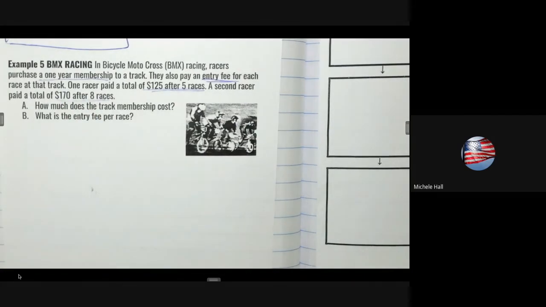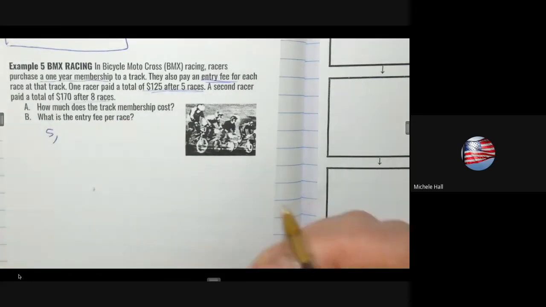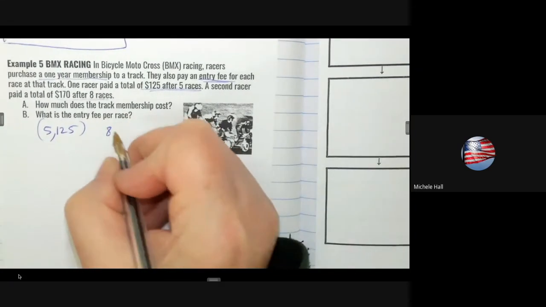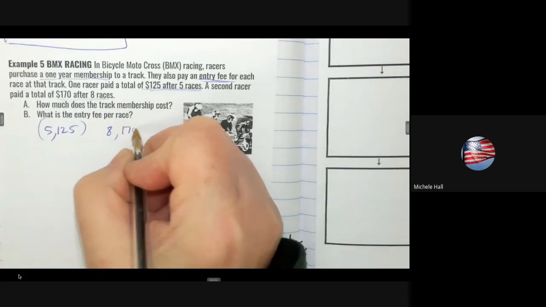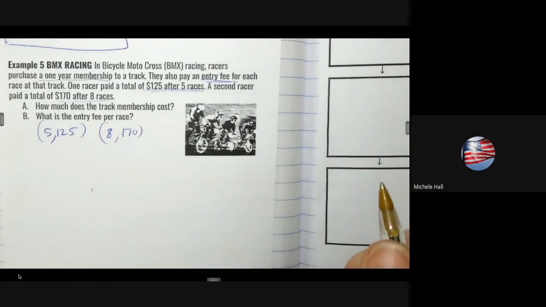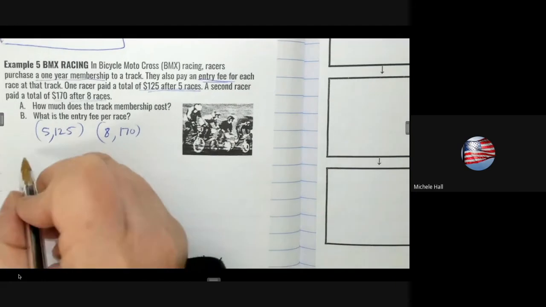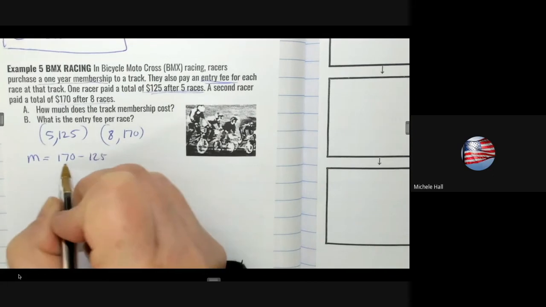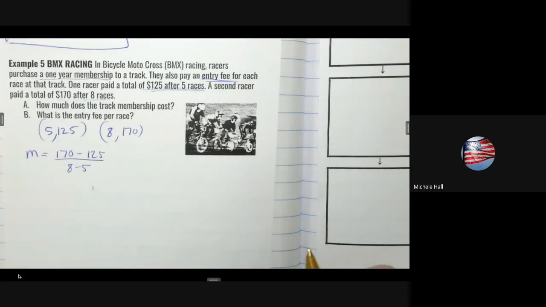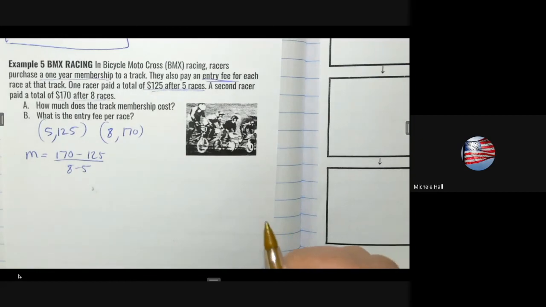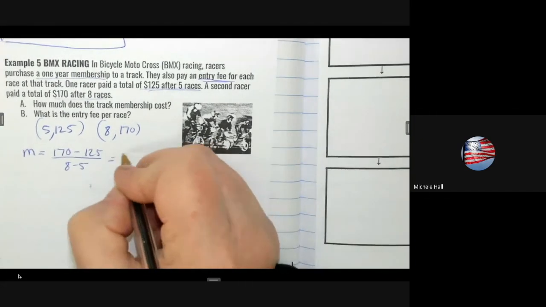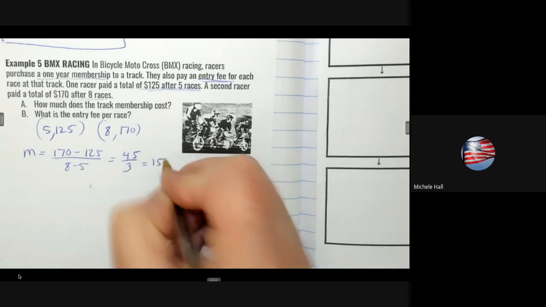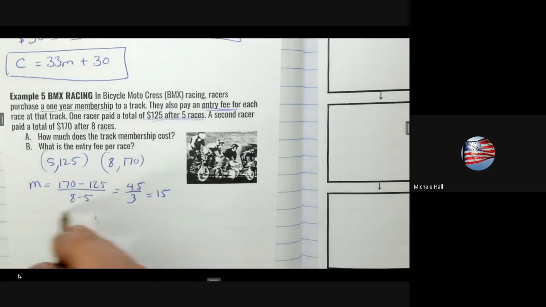We know that for 5 races, it's $125. And we know that 8 races is $170. So let's find that cost, that change that's happening here. The slope will be 170 minus 125 divided by 8 minus 5. And so we get 45 divided by 3, which equals 15. There's our slope. We just need the y-intercept.